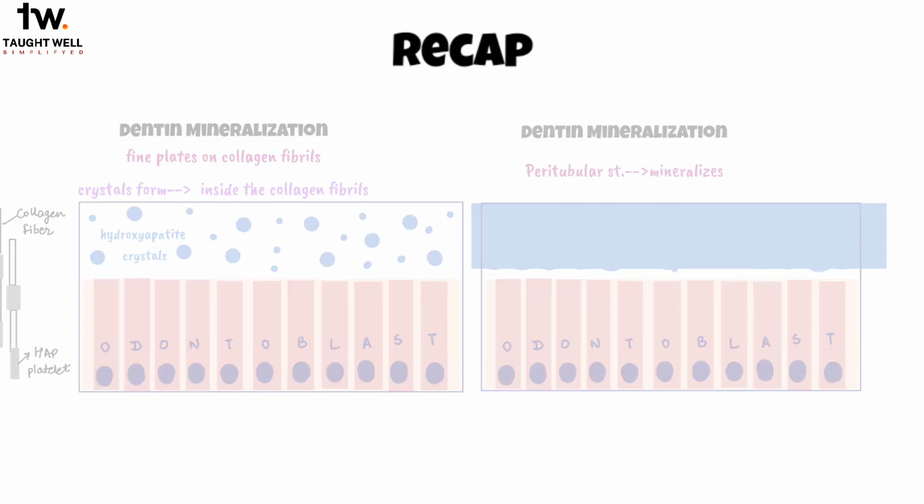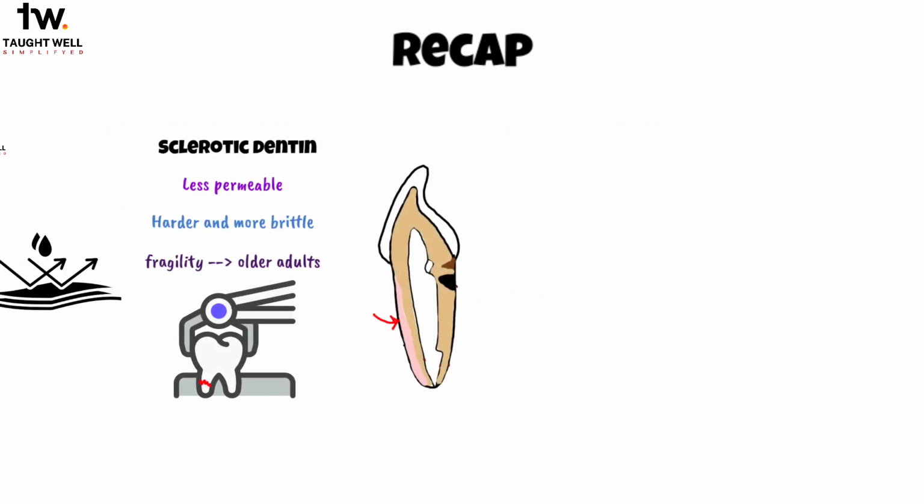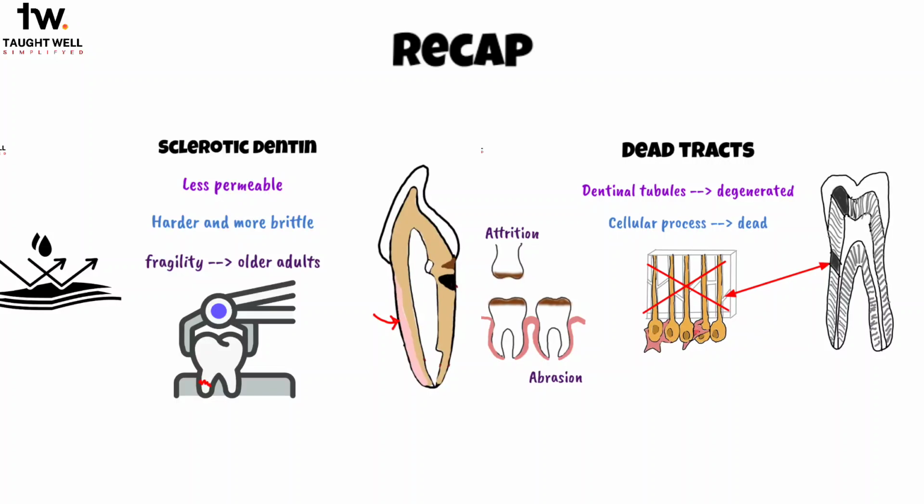As teeth age, sclerotic dentin forms with dense mineral deposits, making it harder but more brittle, affecting dental procedures. Dead tracts, areas of degenerated dentinal tubules, also develop, indicating past damage. Understanding these processes reveals how dentin forms and changes over time, impacting dental health.